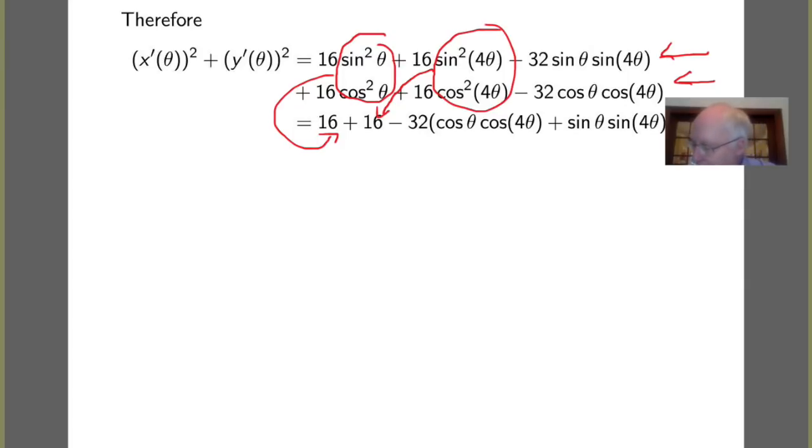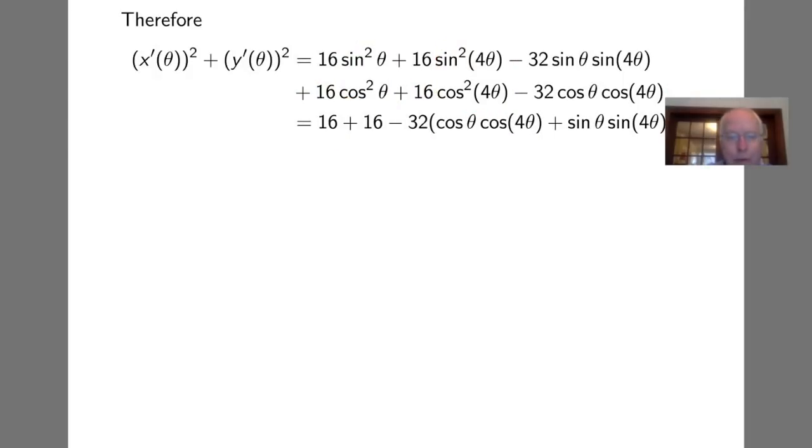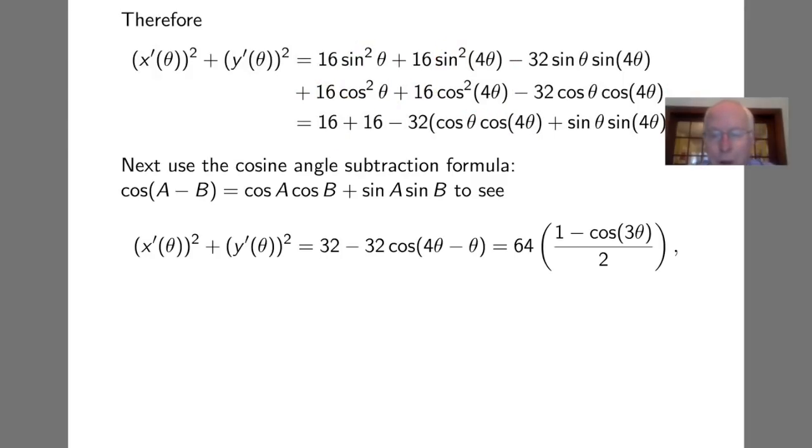And then in the back, we can factor out a minus 32 cosine of 4 theta from the lower equation, and the sine theta, sine 4 theta from the upper. Now we're going to simplify this a little bit. We're first going to notice that we can apply an angle subtraction formula for the cosine.